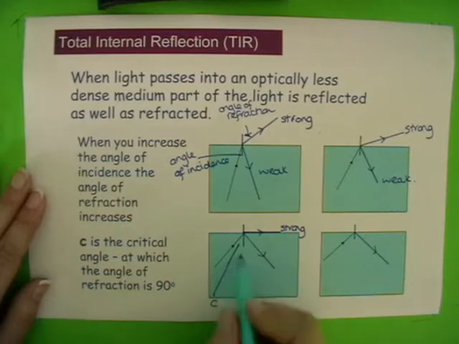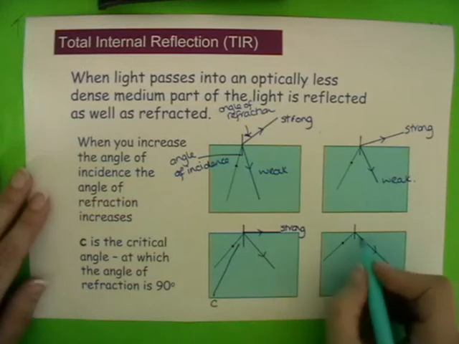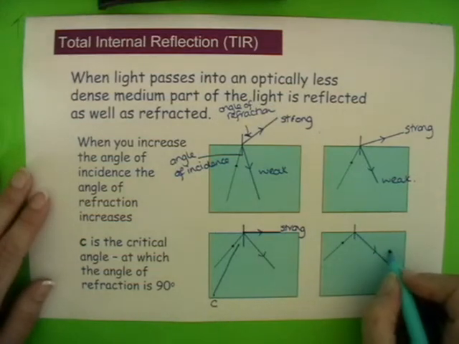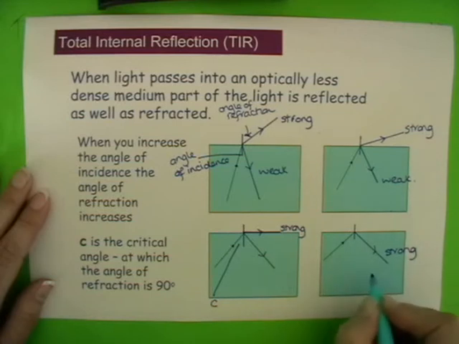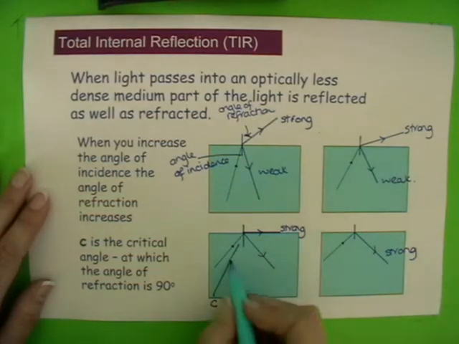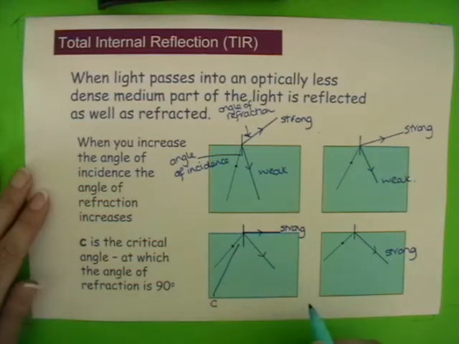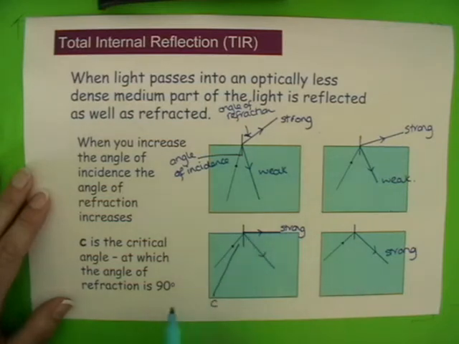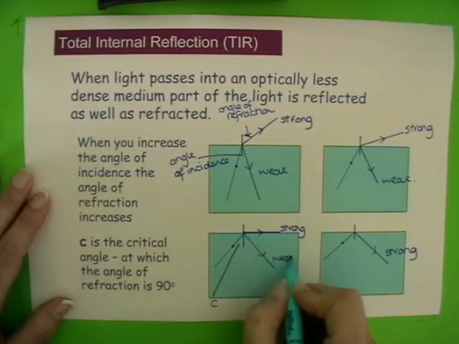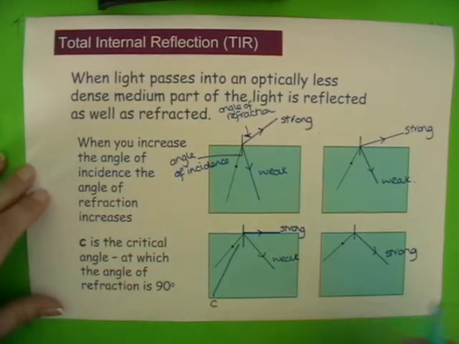If we increase the angle of incidence above the critical angle, we no longer have a refracted ray. All the light is reflected from the surface back into the block. So we have a strong reflected ray whenever we increase the angle of incidence above the critical angle. At the critical angle, we have this strong refraction at 90 degrees and a weak reflection, but at angles above the critical angle, we have a strong reflected ray.